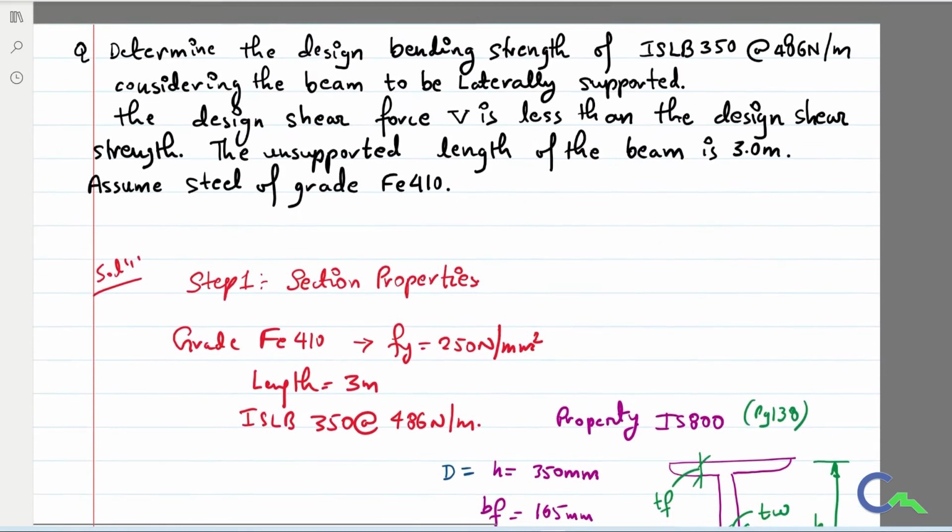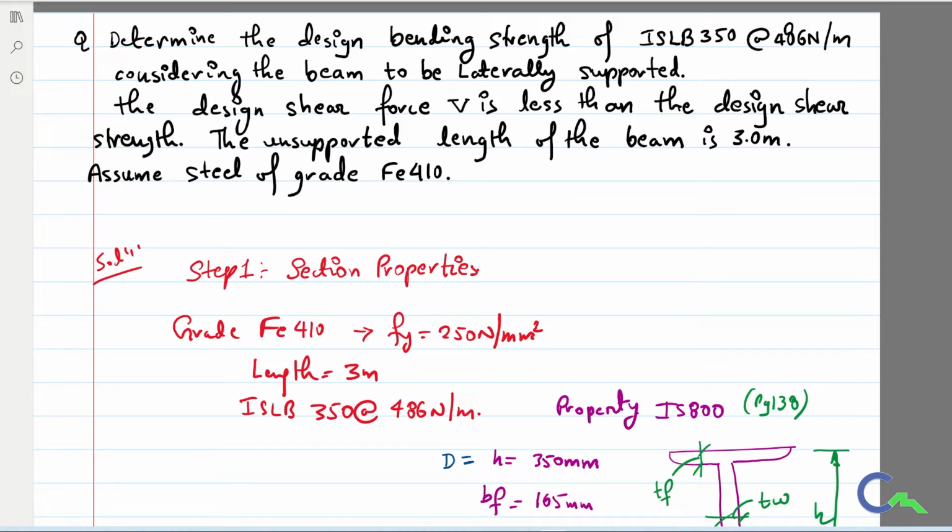I will read out the problem. Determine the design bending strength of ISLB 350 at 486 Newton per meter, considering the beam to be laterally supported. The design shear force V is less than the design shear strength. The unsupported length of the beam is 3 meter. Assume steel of grade Fe 410. This is the first type of problem. We have to find the design strength of the beam.